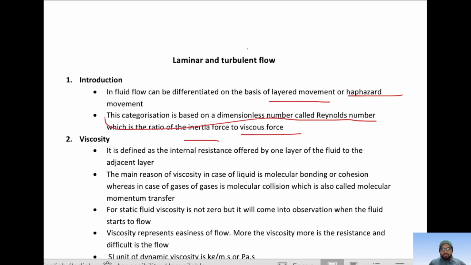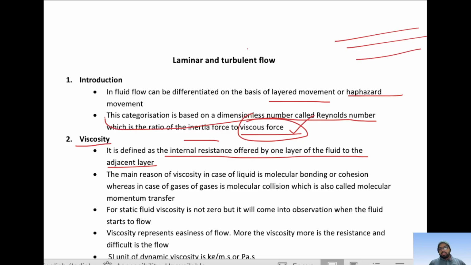Now we have come to know about viscous force, so we are going to define viscosity. What is viscosity? It is defined as the internal resistance offered by one layer of fluid to the adjacent layer. Suppose there is a fluid flow. This is the fixed surface and the fluid is flowing in this direction. This layer will be in direct contact with this wall.